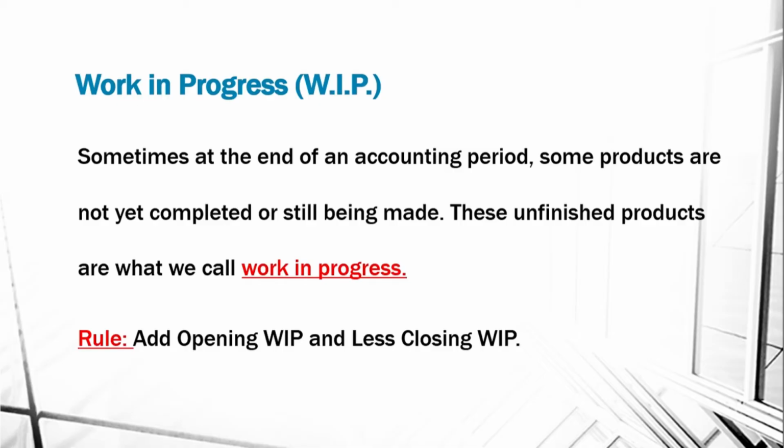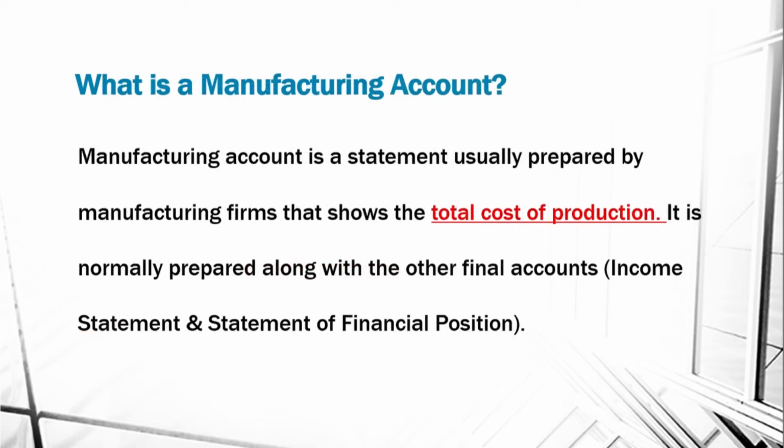Right? And so the rule in recording work in progress is that we should always add opening work in progress, which is work in progress at the start of the period, and then we less closing work in progress, which is the work in progress at the end of the accounting period. All right, that's the rule. Don't forget that rule. So then, what is a manufacturing account?